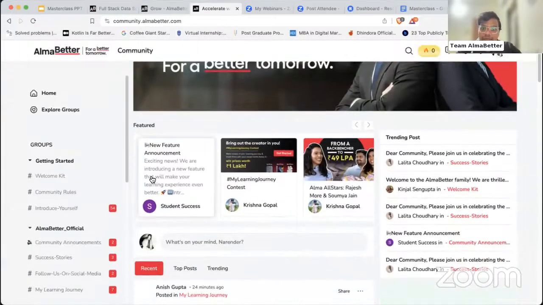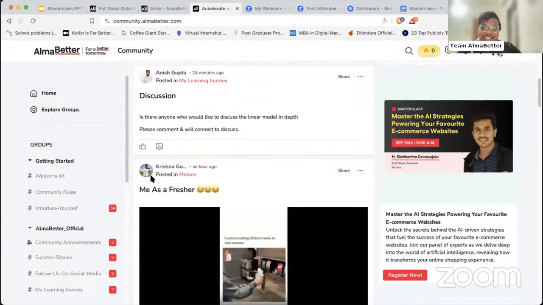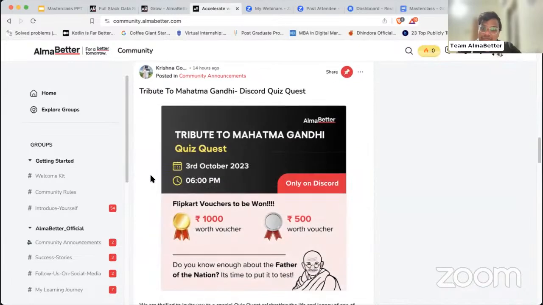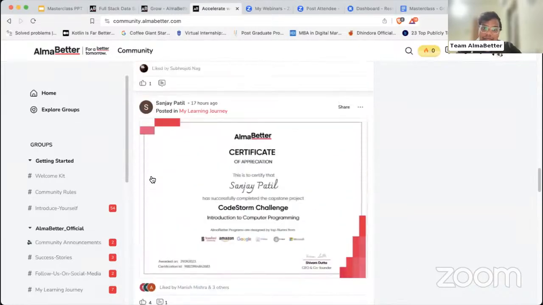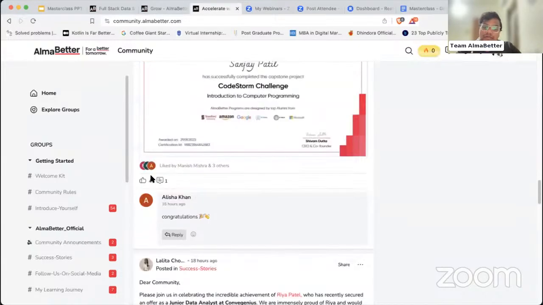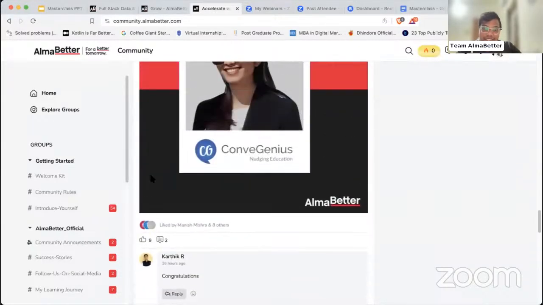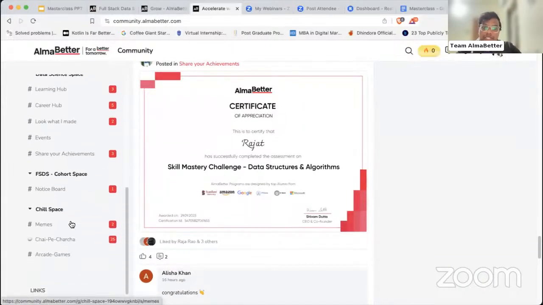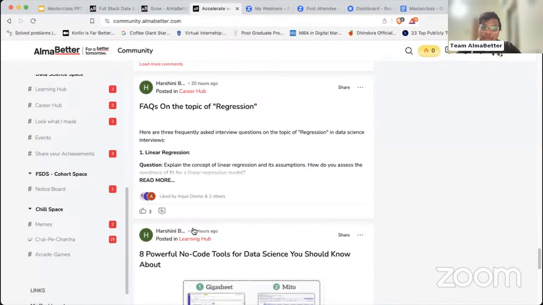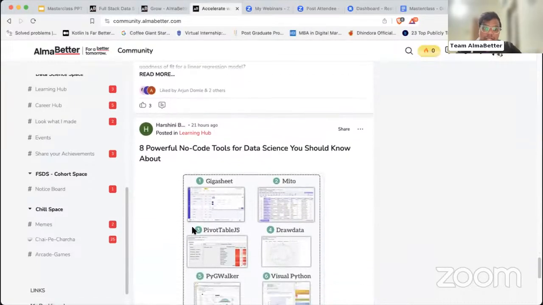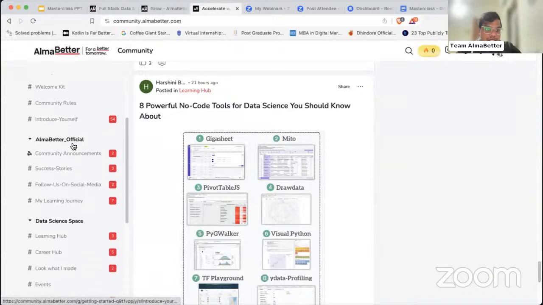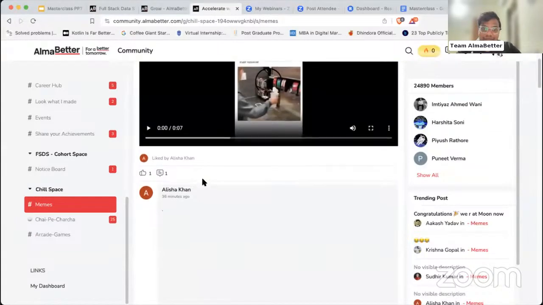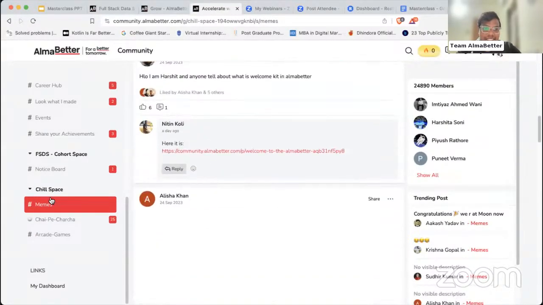So you can see this is our community app. Here you can interact with your peers. You can ask them questions, you can talk with them. You can do whatever you like to do. Basically, you can form a group of people and you can discuss your problems daily with them. You can also share some memes with your friends, right?